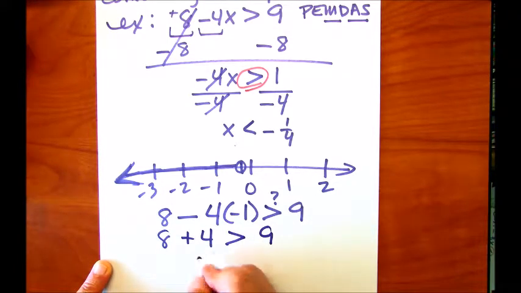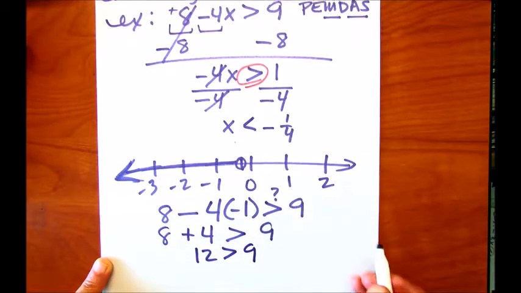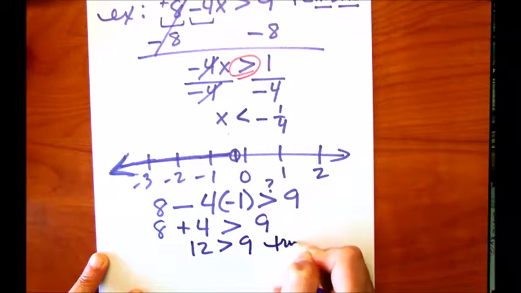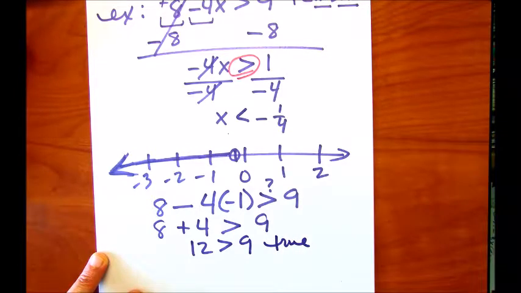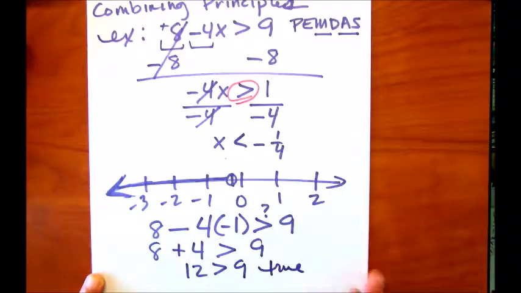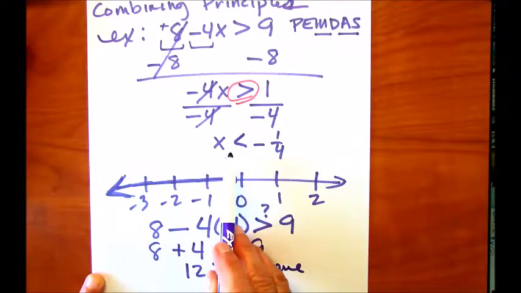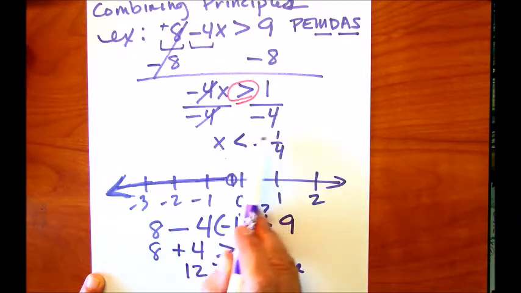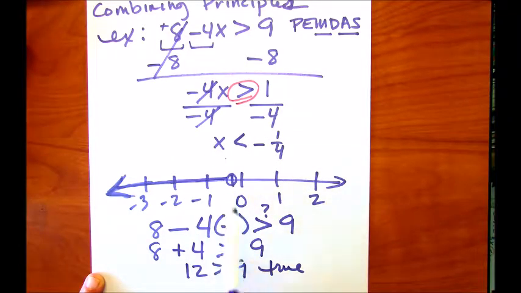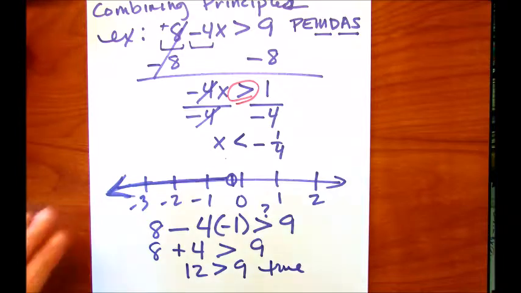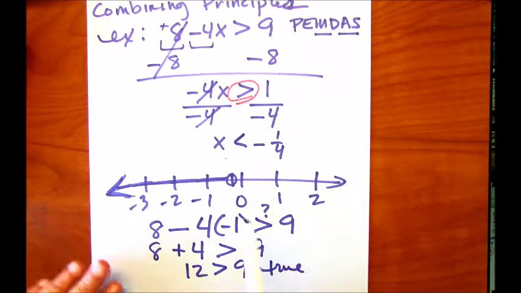And 8 plus 4 is 12, and sure enough, 12 is greater than 9, so this would be a true inequality. And so I feel confident that what I came up with here would be correct. Now, if you're not sure, if you think, well, I don't really believe in this reversing business, choose a number that's the other way.